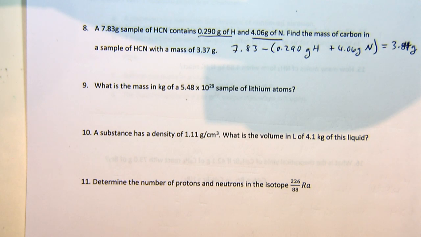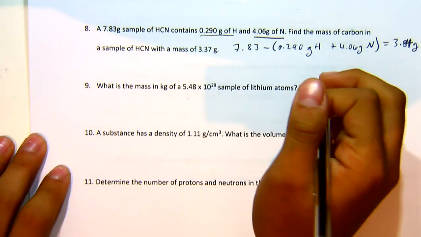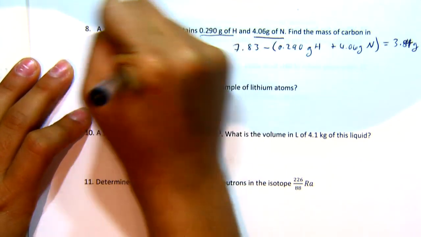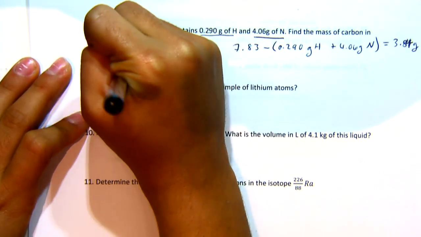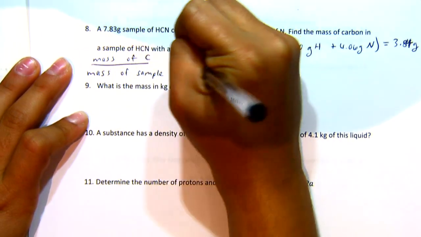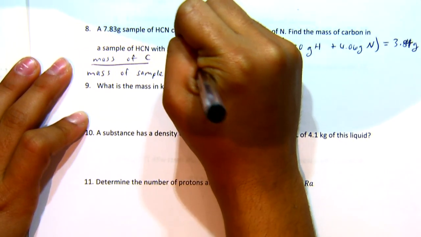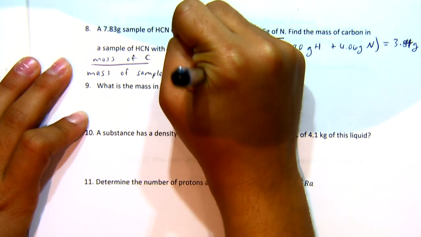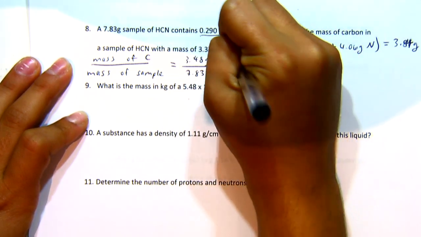grams. But now we need to determine the mass of the carbon in the specific sample. But because we know that law of definite proportions, we can do the mass of the carbon over the mass of the sample, which would mean 3.48 grams over 7.83 grams, and that's going to give us 1 over 2.25.